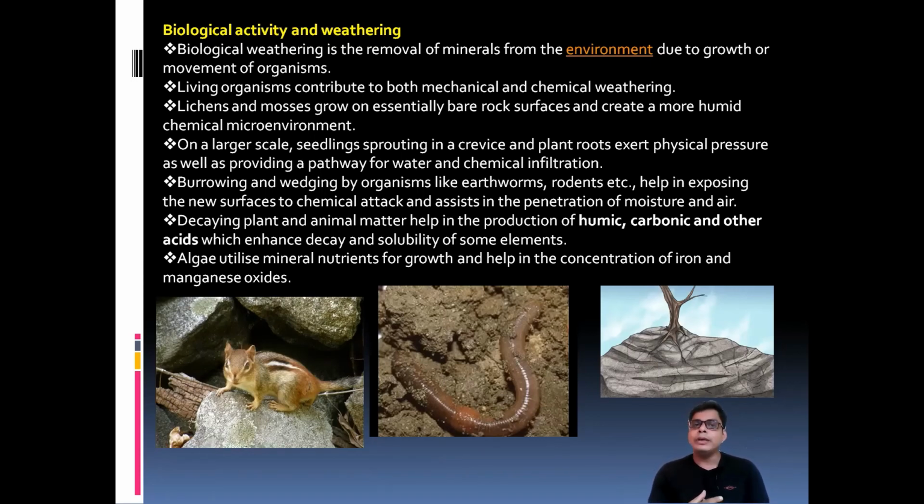These are animals which are living in the soil, and living organisms contribute to both mechanical and chemical weathering. Lichens and mosses grow on the rock surface, and they also play a very important role in the chemical microenvironment. So that we have to understand. Third, on a large scale, seedlings, sprouts, crabs or plants, whatever is living on the earth's surface, also create cracks or fragments in the soil or rocks. So slowly that can take part in weathering.